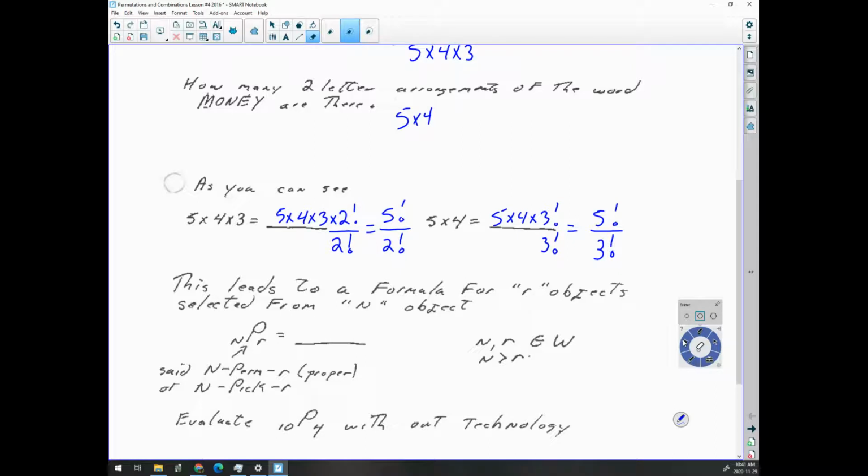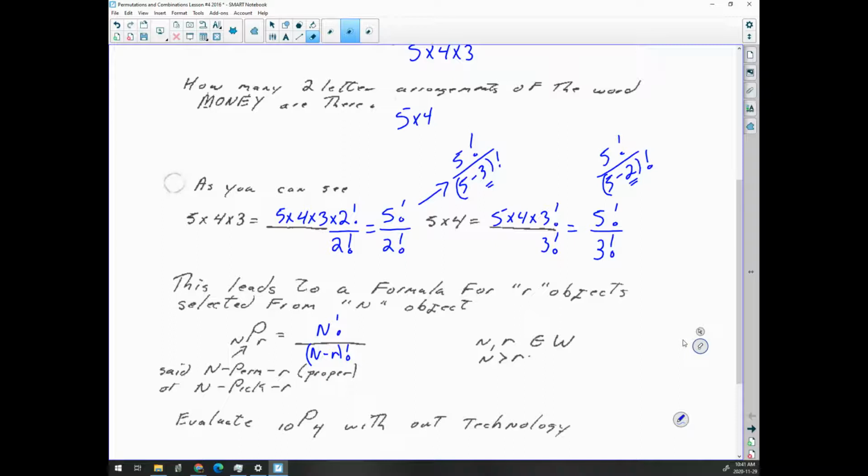Now, what this leads us to is an idea. This here is 5 factorial over 5 minus 3 factorial, where the 5 is the number of objects and the 3 is the number of objects we're arranging. Over here we have 5 factorial over 5 minus 2 factorial. Again, the 2 is the number of objects that you're arranging. So this leads us to our formula, which is n factorial over n minus r factorial.